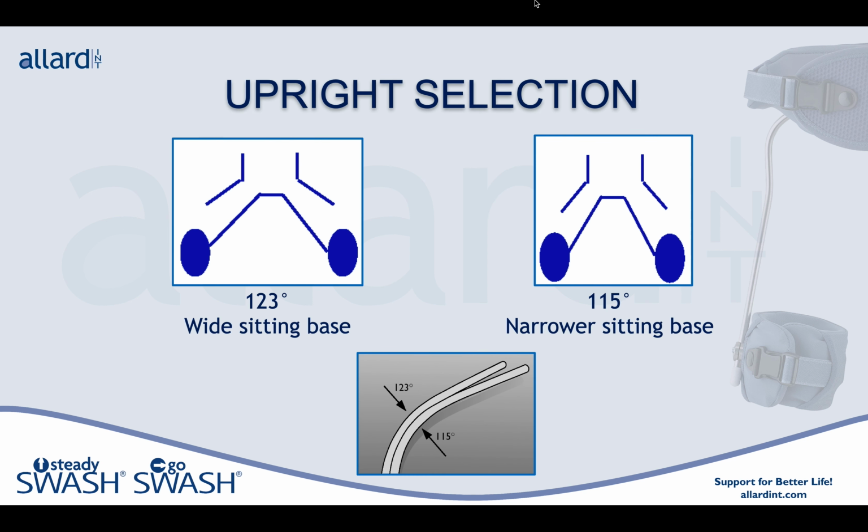The uprights on the SWASH are either available in 123 degrees for a nice wide sitting base or 115 degrees, which provides a narrower sitting base. I have primarily always started off using the 115 degree uprights. 123 can provide too much stretch. Maybe if the patient is getting reevaluated for a new SWASH, we might try the 123 degree uprights to see if they can tolerate that much stretch. But primarily I have always utilized the 115 degree uprights.